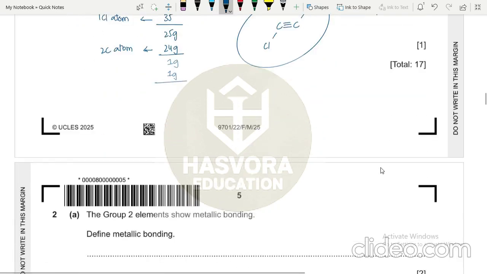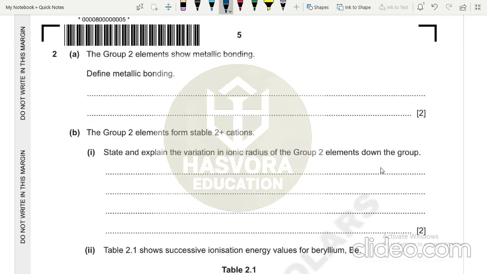Let's move on. Question number 2 says the group 2 element shows metallic bonding. Define metallic bonding. So in metallic bonding, the metal atoms lose their electrons and they delocalize to form a sea of electrons, and the metal atoms become cations or positive ions, and the electrons actually act like a glue between the cations.